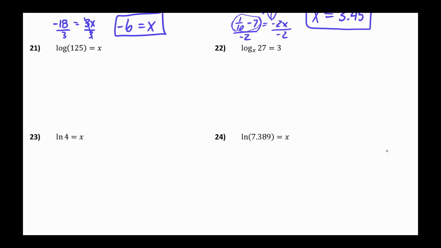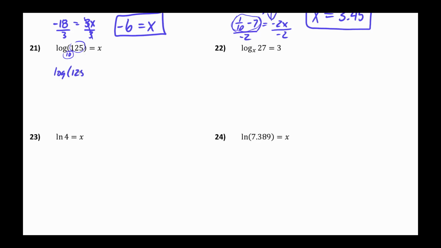Last 4 questions on the notes. Hallelujah. 21. Log of 125 equals x. Well, log of 10. If I think about this and I try to do the swirl, 10 to the x equals 125, that's not helping at all. But since I have a number here and a number here, the change of base formula will actually work.